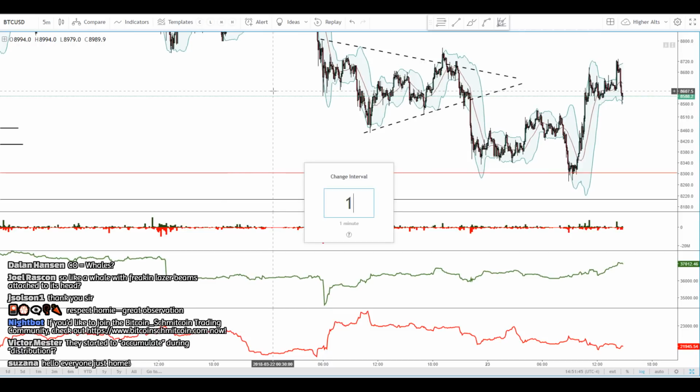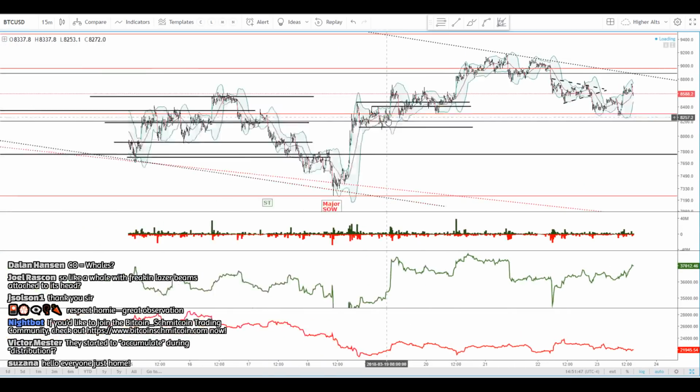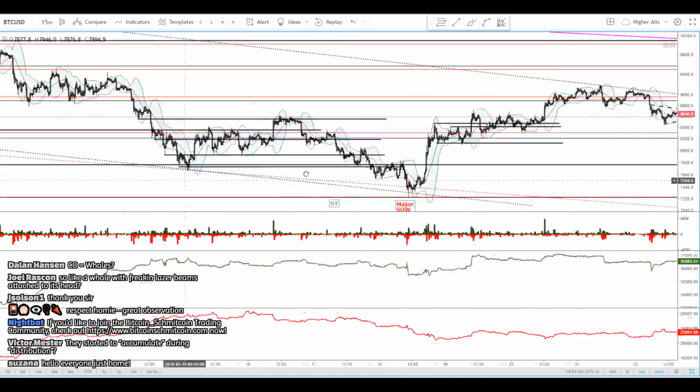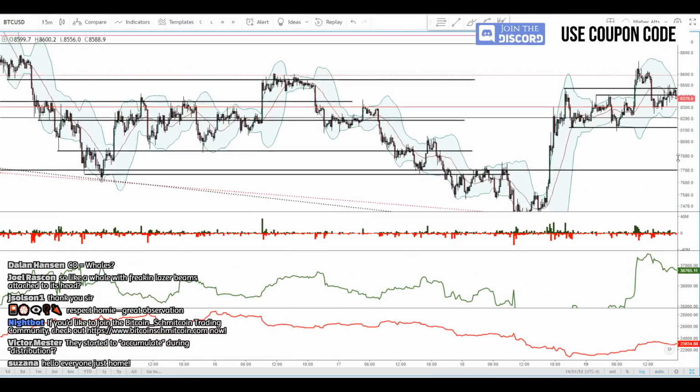And if we look, it even shows up on higher time scales too. So this is when it was most apparent, in this trading range right here.